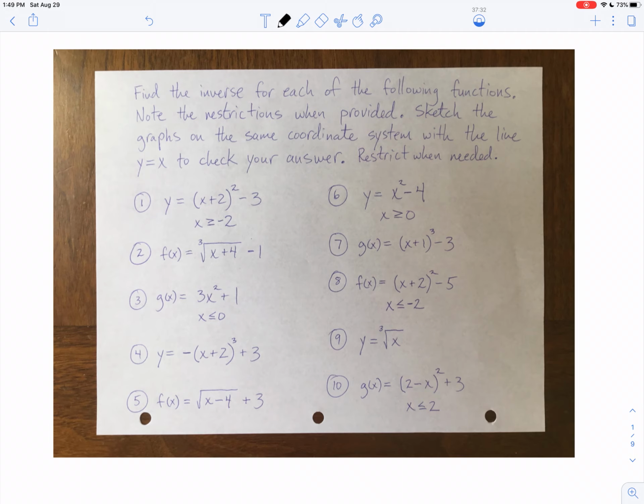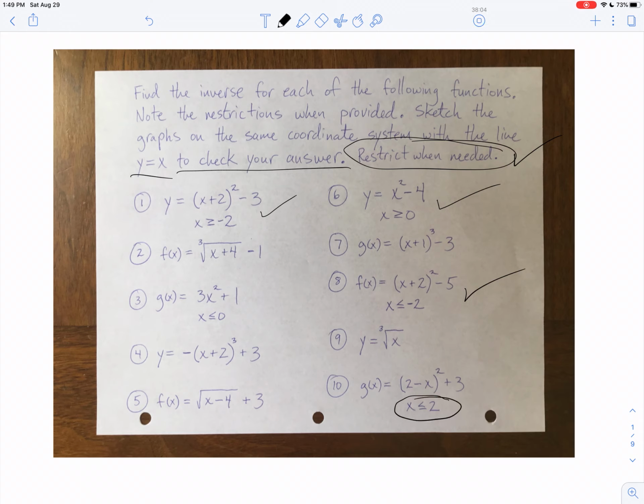Like number 1, I gave you a restriction. Number 6, there's another one here. There's a couple where I gave you restrictions. You got to note those. Sketch the graph on the same coordinate system with the line y equals x to check your answer. Now, on some of these, you might have to restrict. If I give you something and you find the inverse, you might have to provide a little piece of information for me.